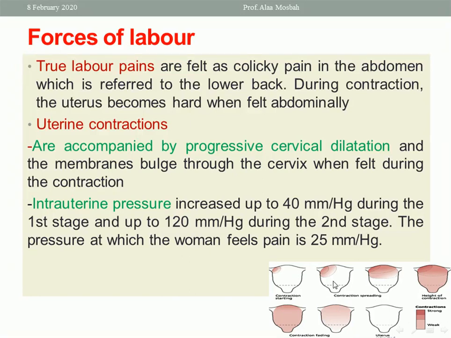As you see in this picture, there is a nucleus. The uterine contractions usually start at the cornua, the right cornua, then proceed to the upper segment, as you see, then to the whole uterus. And the upper segment is more active than the lower segment.